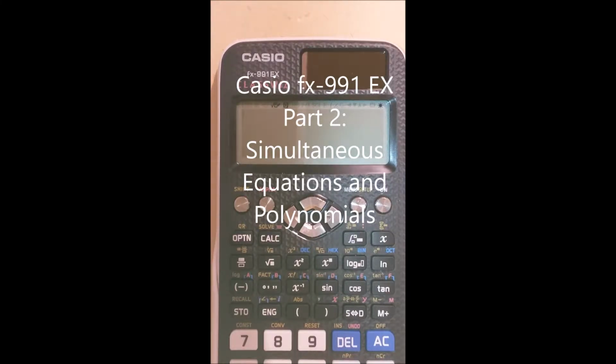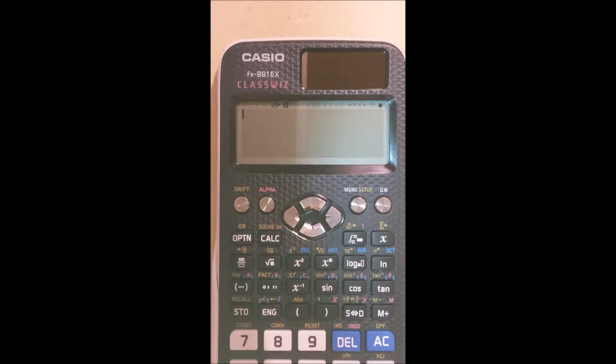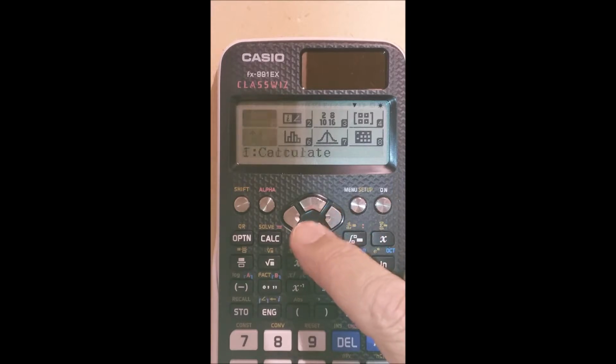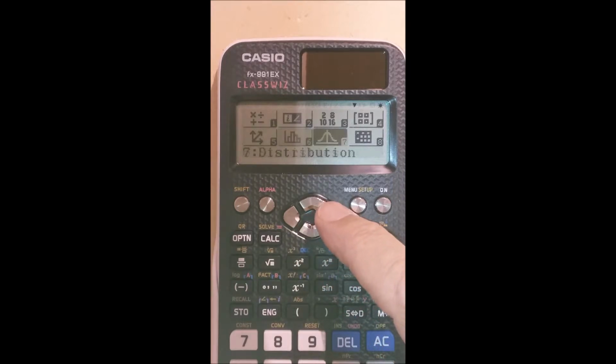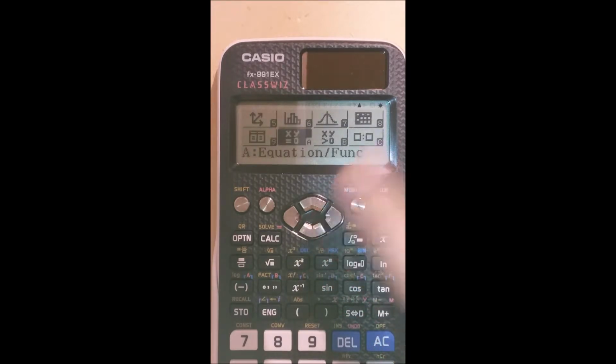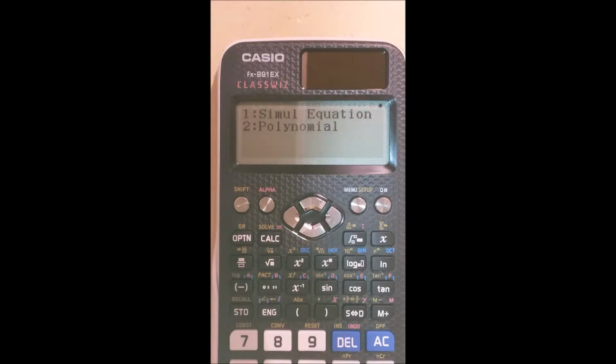Part 2 of the Casio FX-991EX ClassWiz. In this video, I'm going to do the equations and polynomials, and you can find this by going to Menu and hitting the A key, or if you want to do it this way, here we go, Equations and Functions, you just hit the equals key. I'll usually hit the A key when I'm doing it. And it comes up simultaneous equations and polynomials.